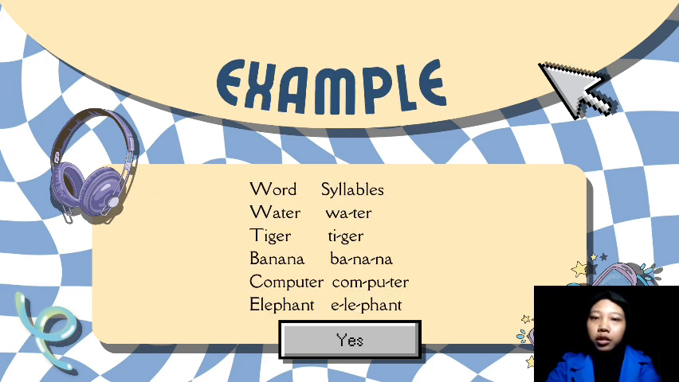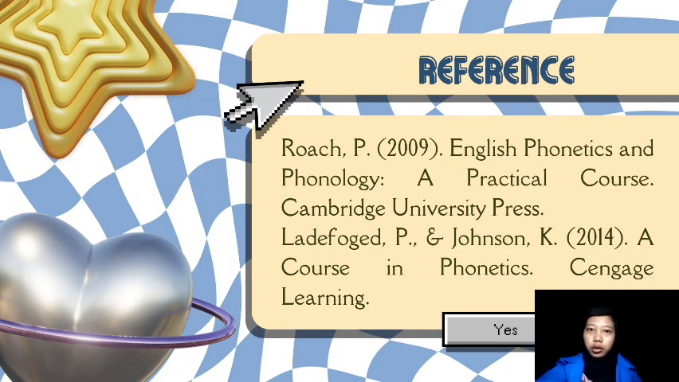For example, words like water, tiger, banana, computer, and eleven have different numbers of syllables, which affect how they are pronounced.